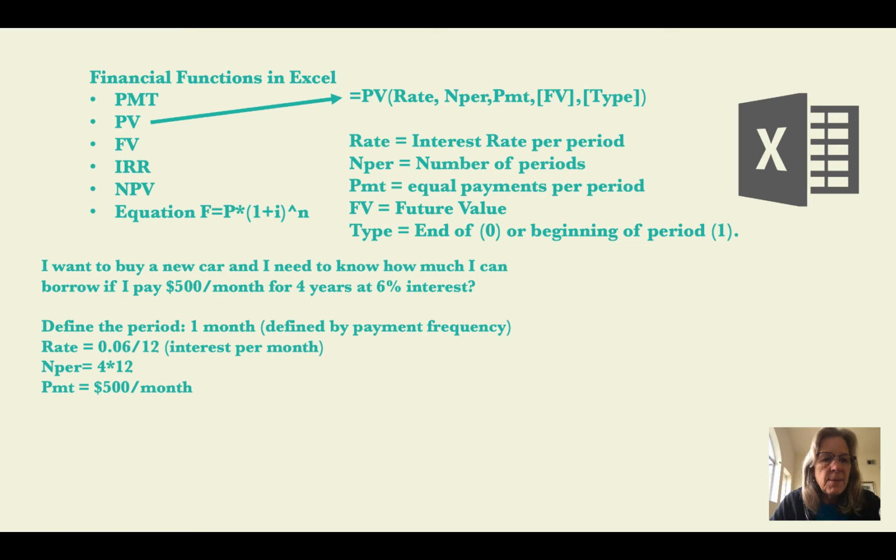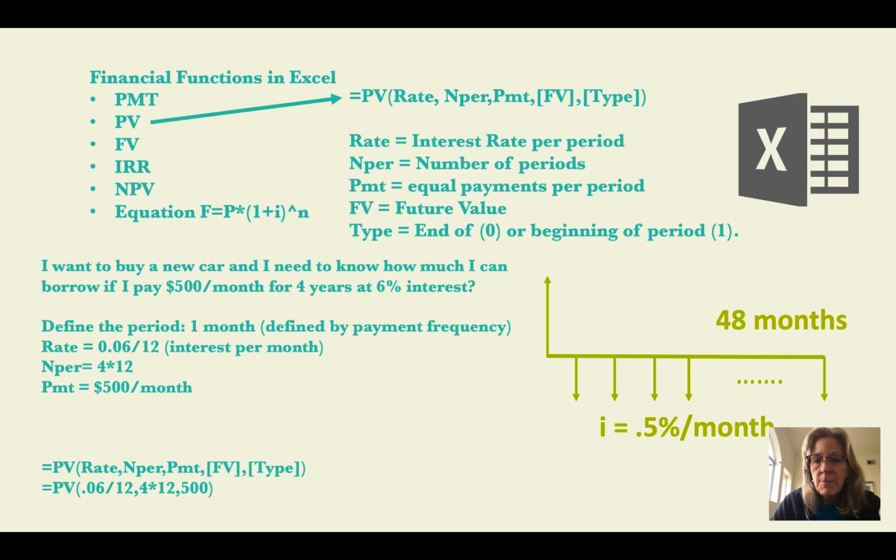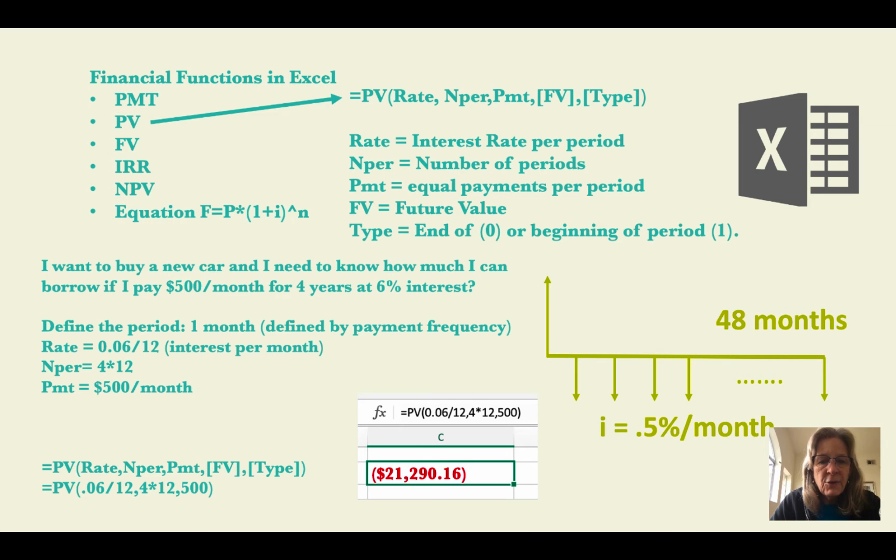And I have this format of the function here. So I put in 0.06 divided by 12, 4 times 12, and 500. And you can see what I'm doing here is I'm saying at 48 months and 0.5% a month. And that gives me $21,290. That's the loan amount that I can get if I want to pay $500 a month. So that on top of the down payment will tell me how much I can afford if I want to purchase a car.